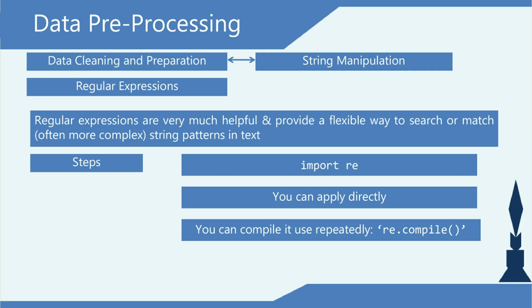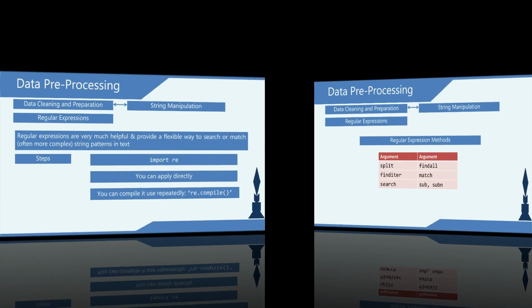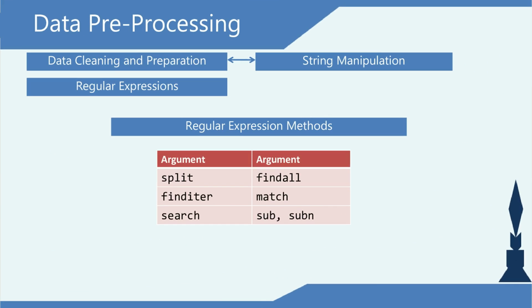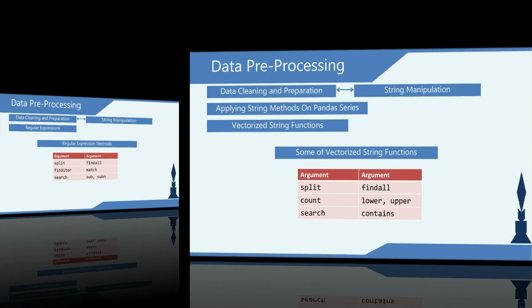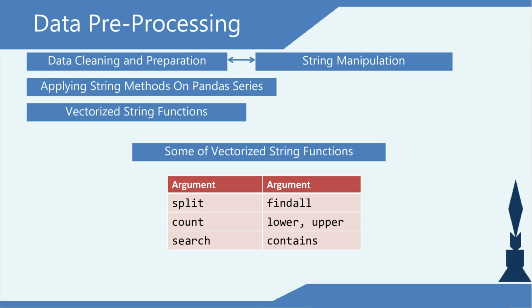Regular expressions, on the other hand, provide a flexible way to search or match string patterns in text. Python's built-in re module is responsible for applying regular expressions to strings. The regular expression module functions fall into three categories: pattern matching, substitution, and splitting. Here is a list of some important methods used with regular expressions. We can also use these regular expression methods on the vectorized string operations.